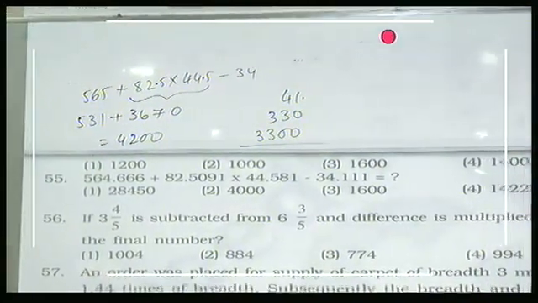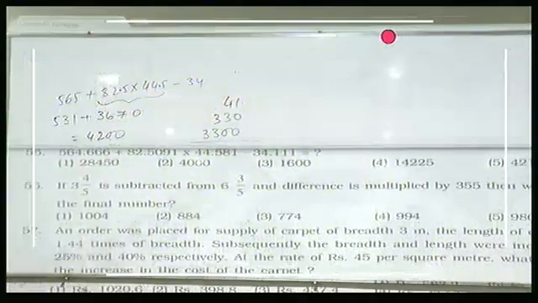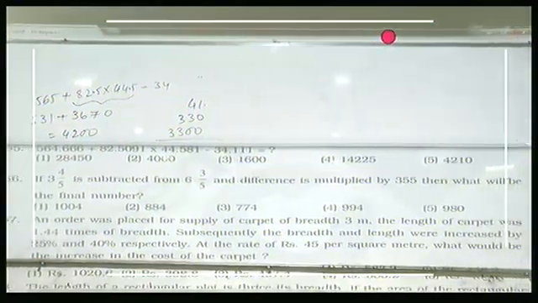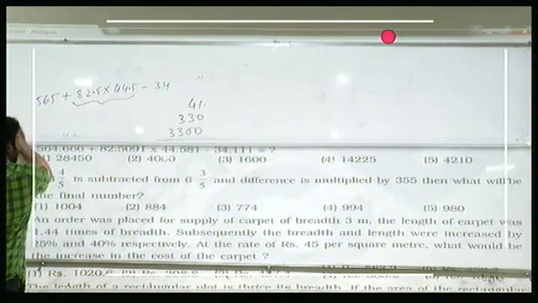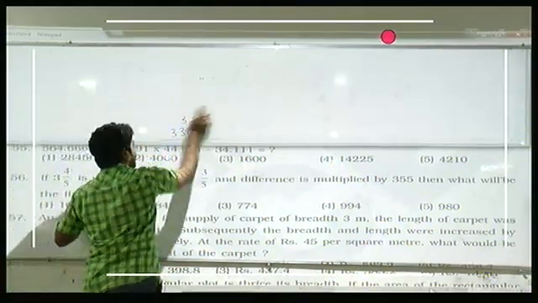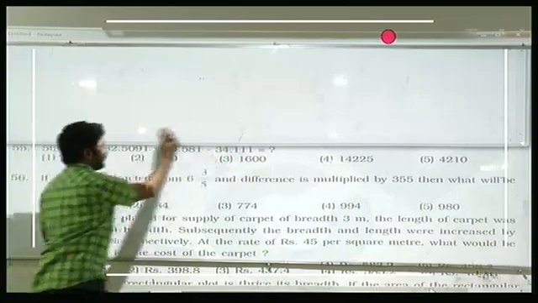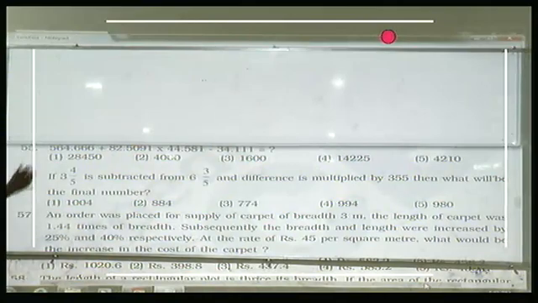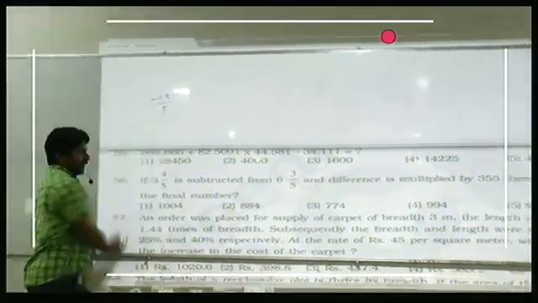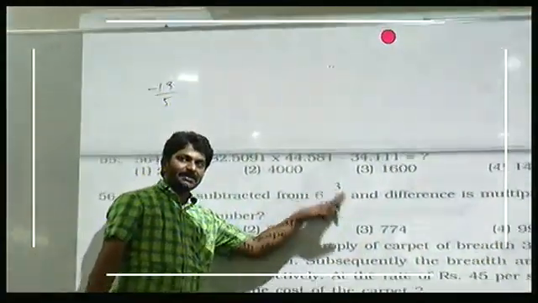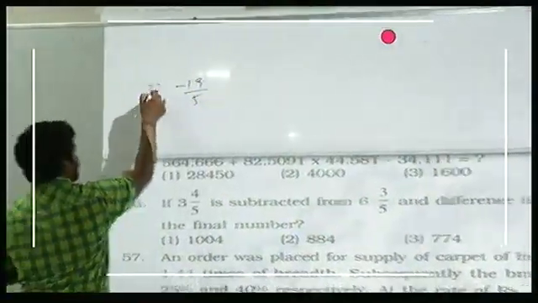Clear? Next, 3 4 by 5 is subtracted from 6 3 by 5. What do you mean by 3 4 by 5? Mixed fraction. Convert this to improper: 19 by 5. So 19 by 5 is subtracted from 6 3 by 5, which in the sense is 33 by 5.